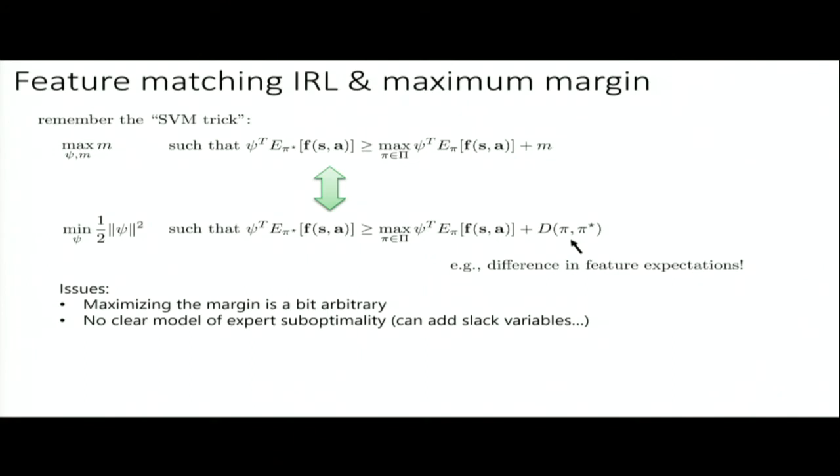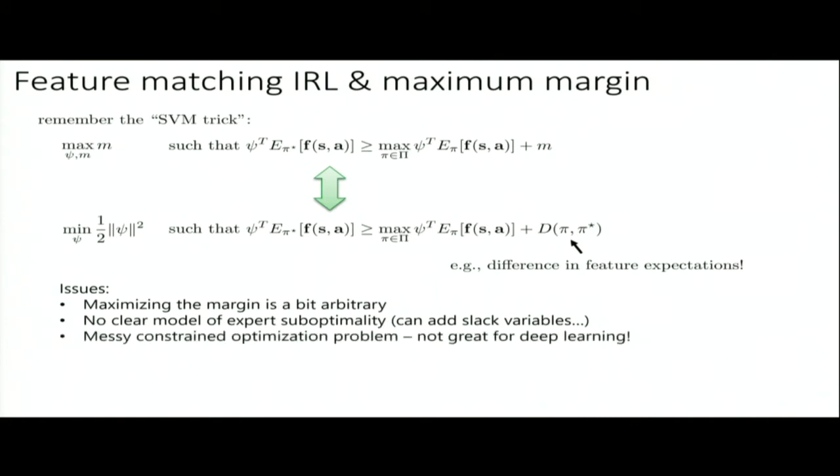And you can add slack variables to the margin-based IRL formulation as well. You can basically put a slack variable over here on this side and then minimize the slack variables, which is something people have done. But again, it's a little bit of an arbitrary model of expert suboptimality. It just says, yeah, the expert can be suboptimal, and I don't have any explanation for why, so I'll just put in some slack variables. It fixes the problem to some degree, but it doesn't provide a very satisfying explanation and can have not such great performance with real human data.